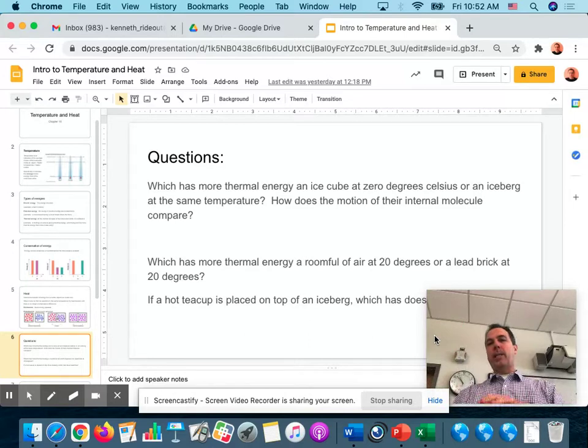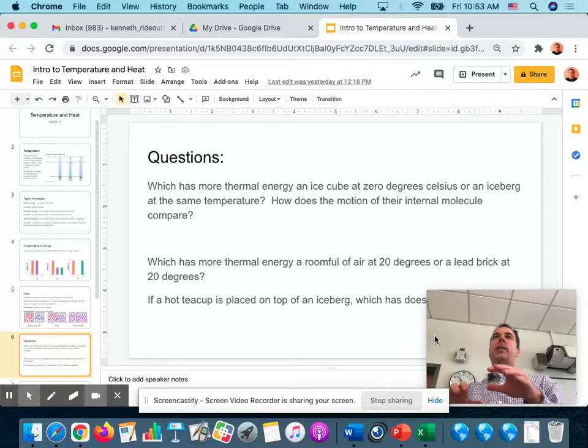Now, of course, with the iceberg, you're not going to notice much of a temperature difference because that energy is going to quickly get dispersed throughout the many, many particles in the iceberg. So when you put that hot teacup on the iceberg, and if you measure the two temperatures, you'll see the temperature of the tea go almost all the way down to the temperature of the iceberg, and you will barely notice the iceberg temperature going up at all.